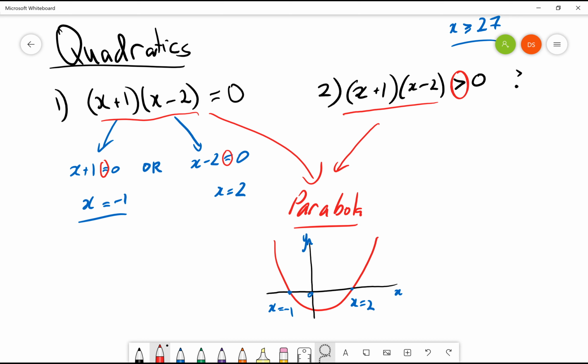And my question is, when is this parabola greater than 0? Well, if this line tells me when it's 0, above this line is positive, and below this line is negative. So just visually, when is this parabola above 0? It's this part here and that part there. Those are the parts that are above the x-axis.